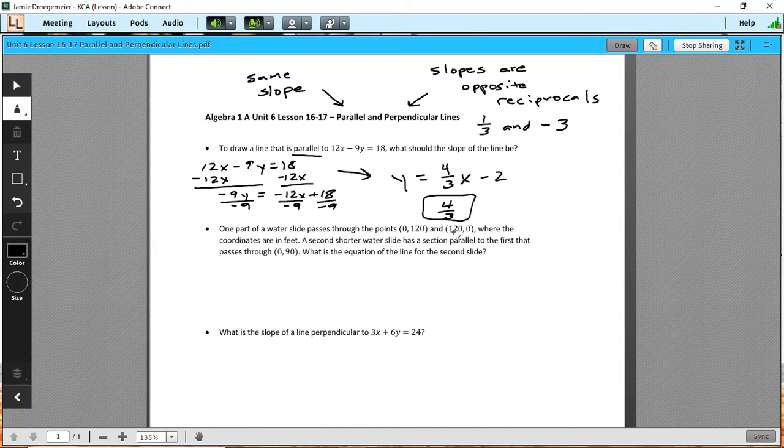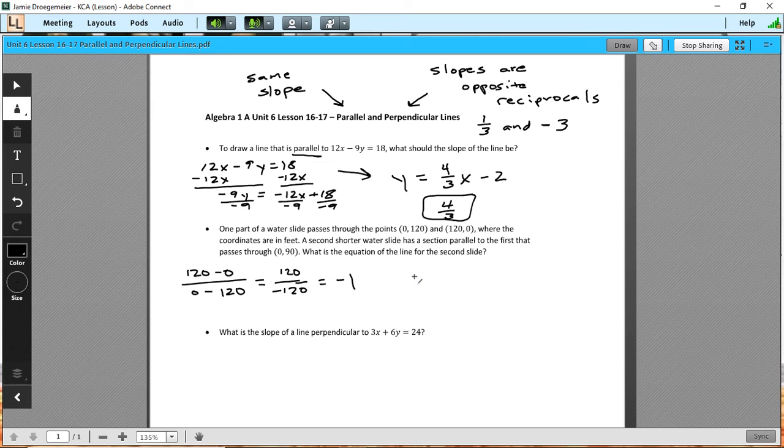Well, again, parallel means they have to have the same slope. So first we would want to find what's the slope of that first slide. And so the difference between your y values, 120 minus 0. The difference between your x values, 0 minus 120. Well, 120 minus 0 is 120. 0 minus 120 is negative 120. So that means our slope is negative 1.